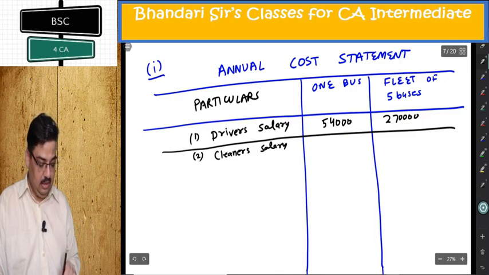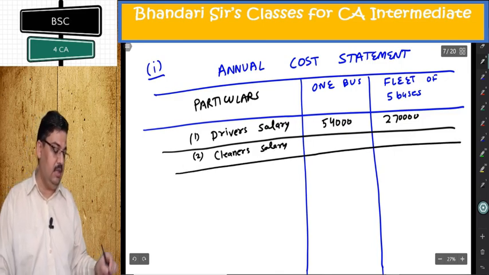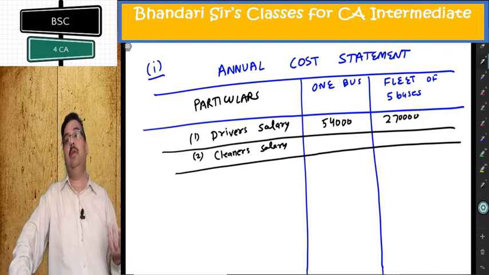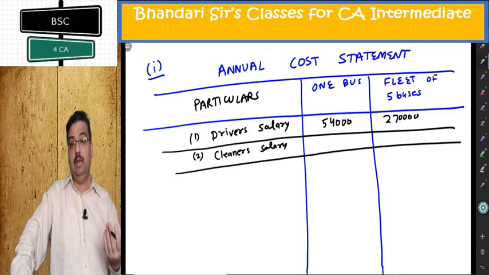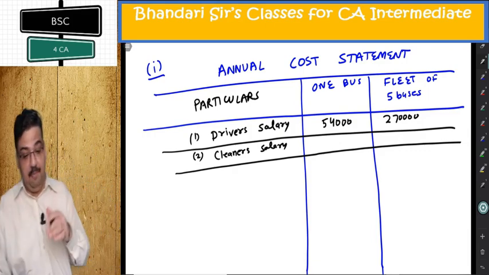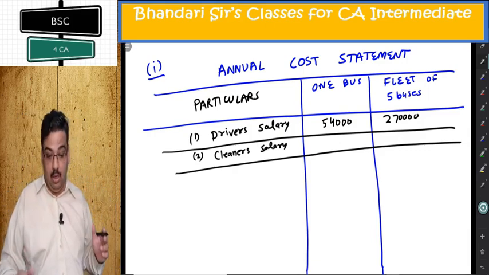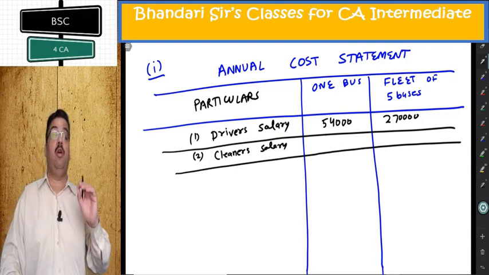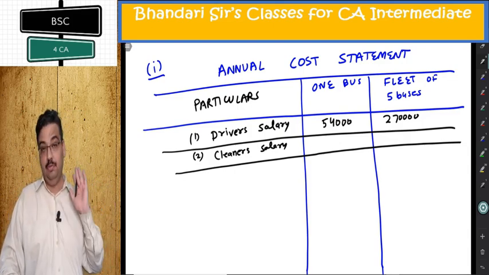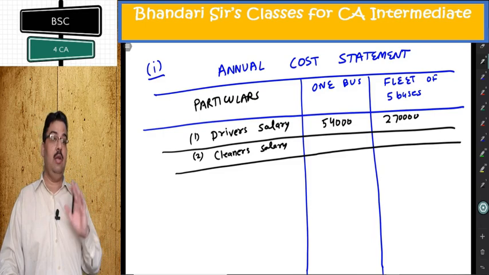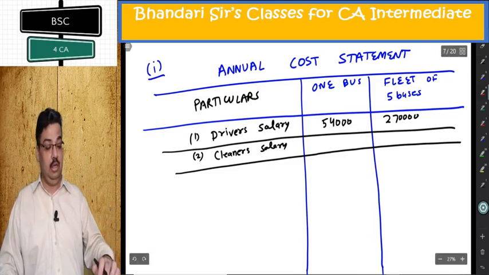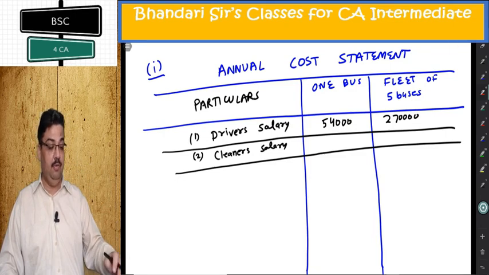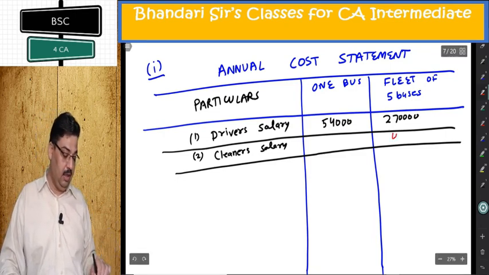Second, cleaner salary. It is written there 3,500 per month. Do you think there is a cleaner for every bus? No, it will not be. Even otherwise it is not written per bus or per cleaner. It is written in brackets, salary payable for all 12 months, one cleaner employed for all 5 buses. It clarifies my doubt. One cleaner is there who is going to clean all the 5 buses. 3,500 into 12, annual is 42,000, but it is for the fleet.